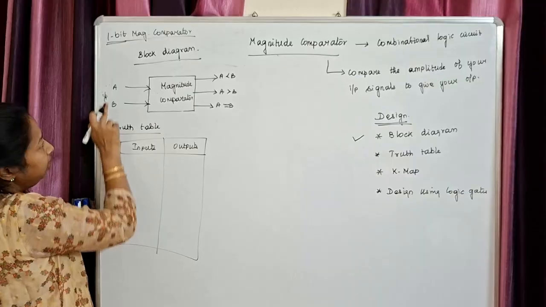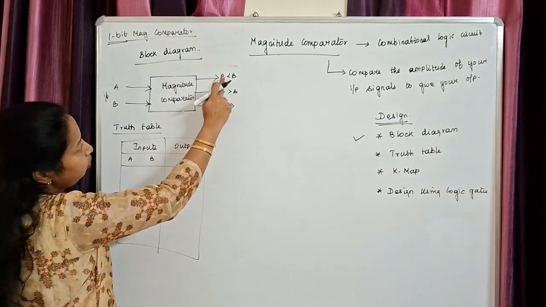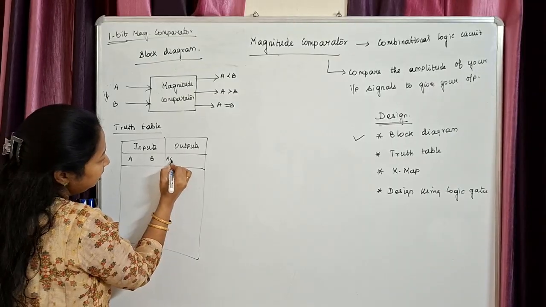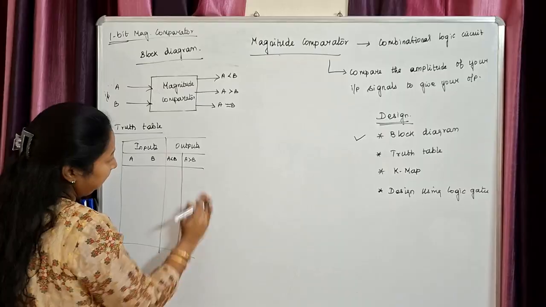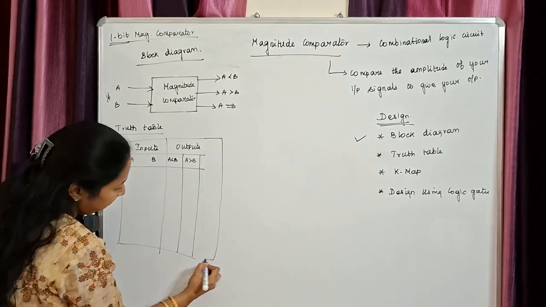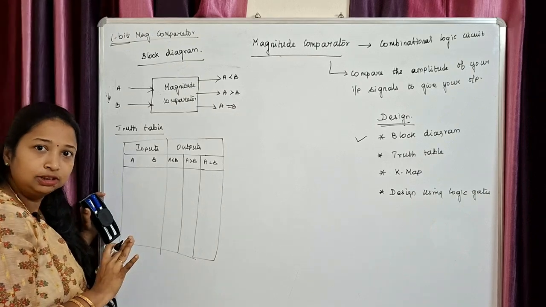How many inputs do I have? I've got two inputs, A and B. And how many outputs do I have? I've got three outputs. One is A less than B, A greater than B, and A equal to B. I've got three outputs. Clear?